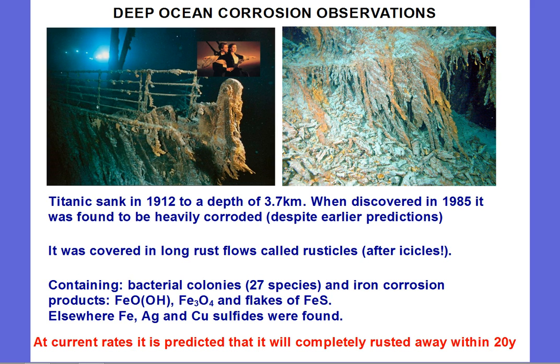The rusticles in particular contain bacterial colonies, and from last count they've found 27 separate species of bacteria that live inside rusticles, and lots of iron corrosion products such as iron oxide hydroxide, iron oxide magnetite, and flakes of iron sulfide. Elsewhere on the shipwreck, iron, silver, copper, and also lead sulfide corrosion products were found. And at current rates, based on the rate of corrosion at the moment, it's predicted that the Titanic will be completely rusted away and just a rust stain in about 20 years.